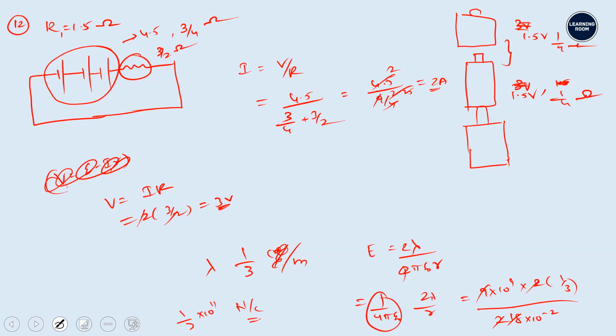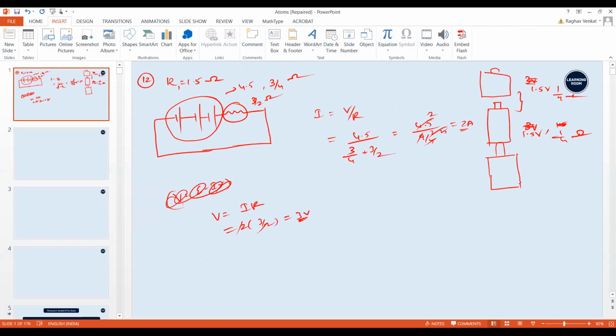That is for a point charge. Here it is an extended charge. That's what we find using Gauss law, no? Lambda by 2 pi epsilon naught r. Right? Any other doubt? Sixth, you have to tell me the question.